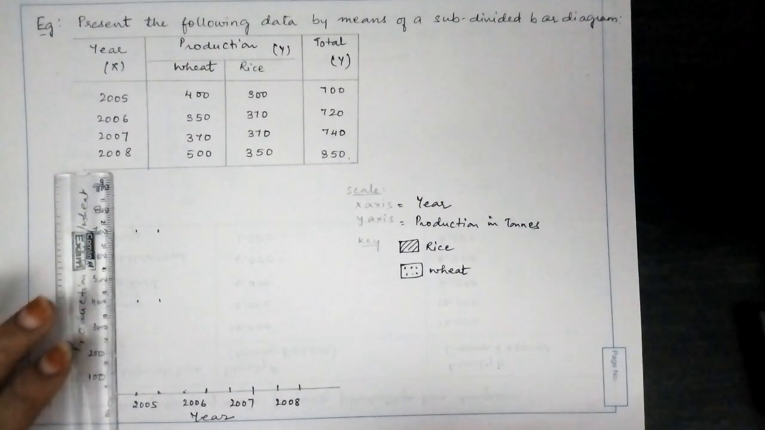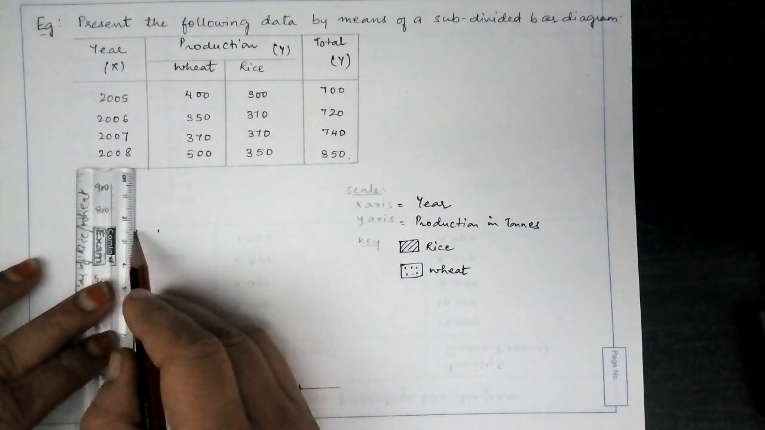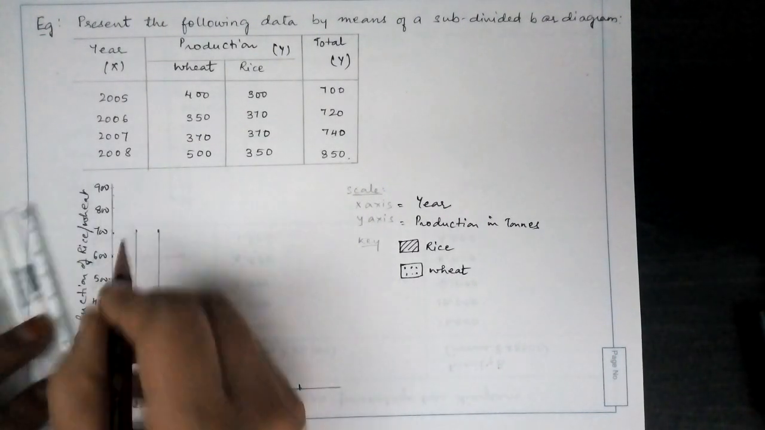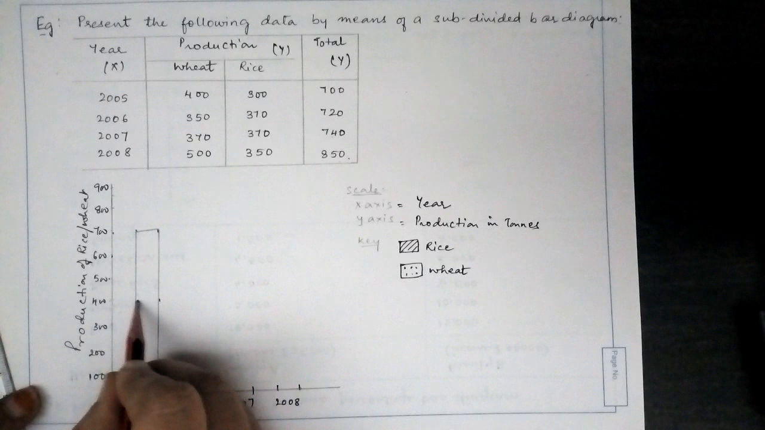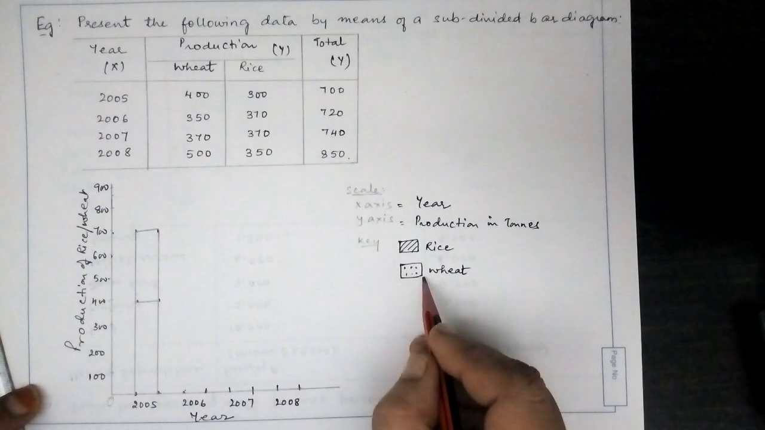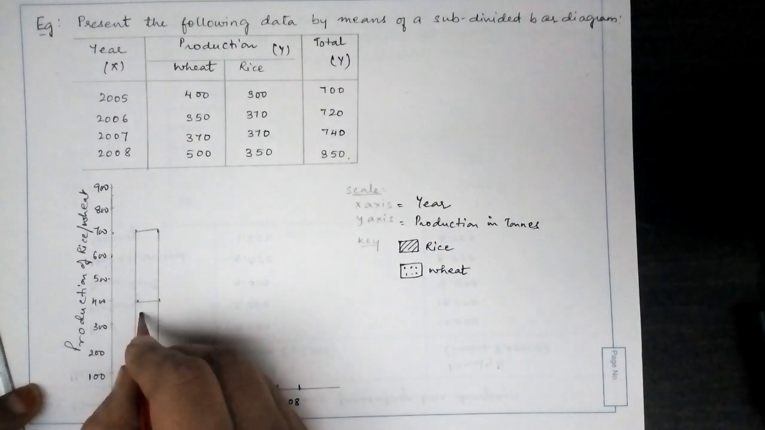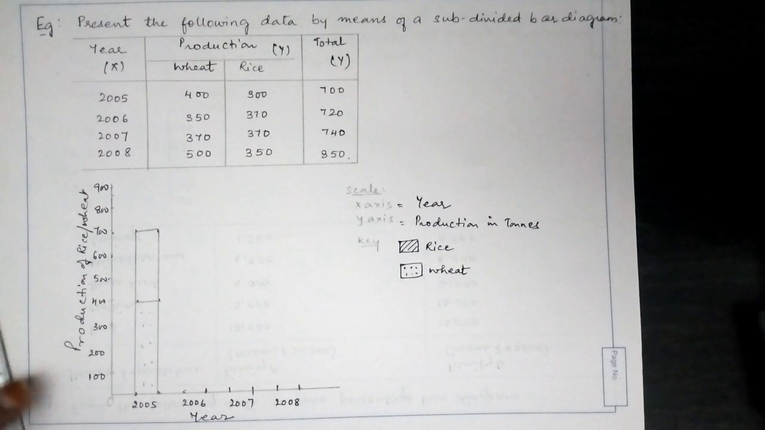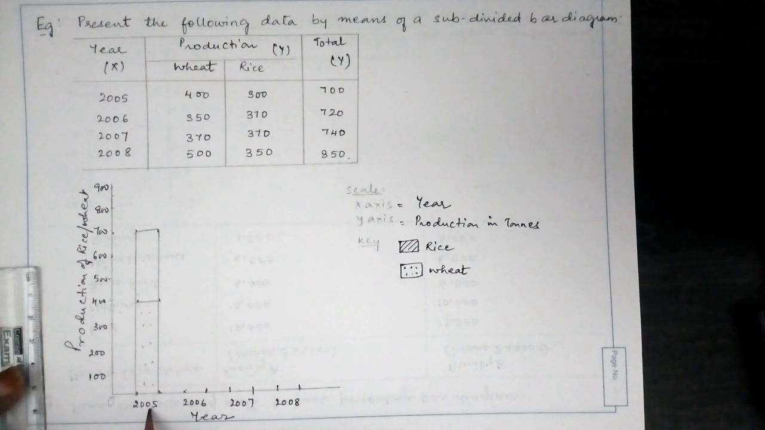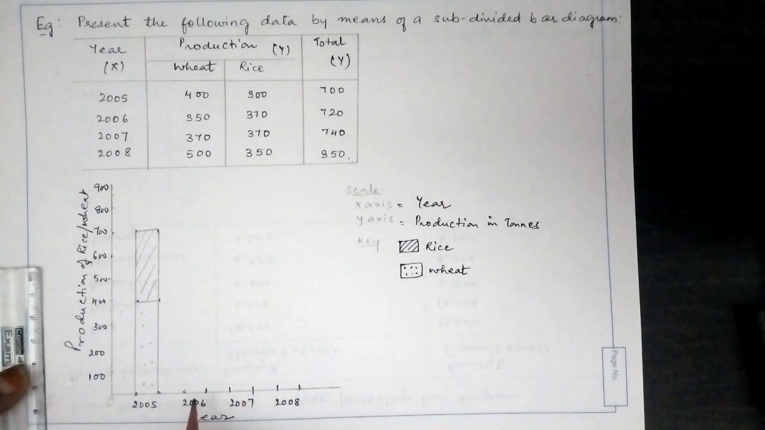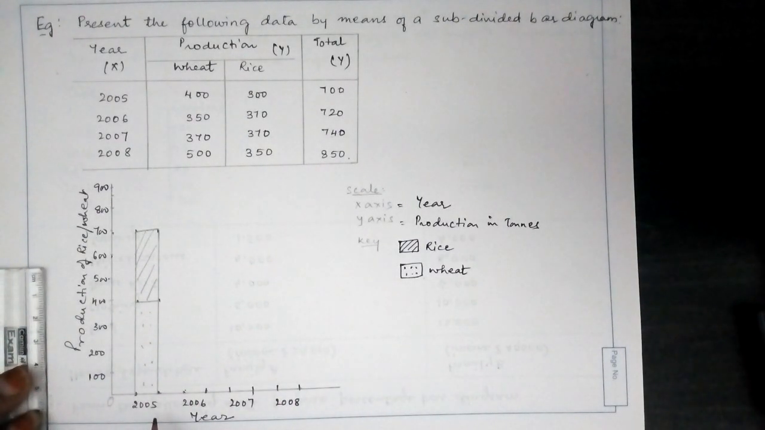Let's draw the bar here. This is our maximum 700, and we are going to draw a component, and 400 is for wheat, and the diagram we have chosen for wheat is dots. So we will fill this box with dots and say this is wheat, production of wheat in the year 2005. And for rice we have chosen this, so we will say this is the production of rice in the year 2005. Similarly, we will plot for 2006.